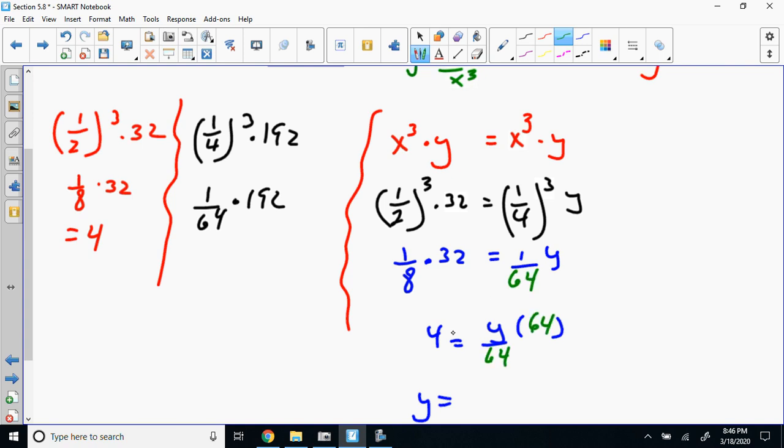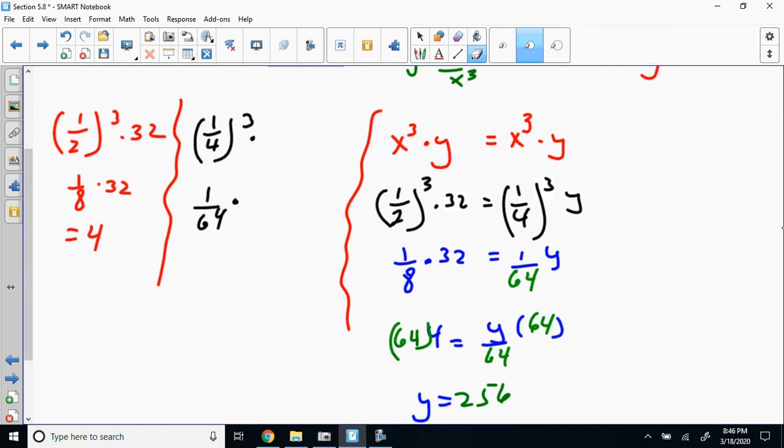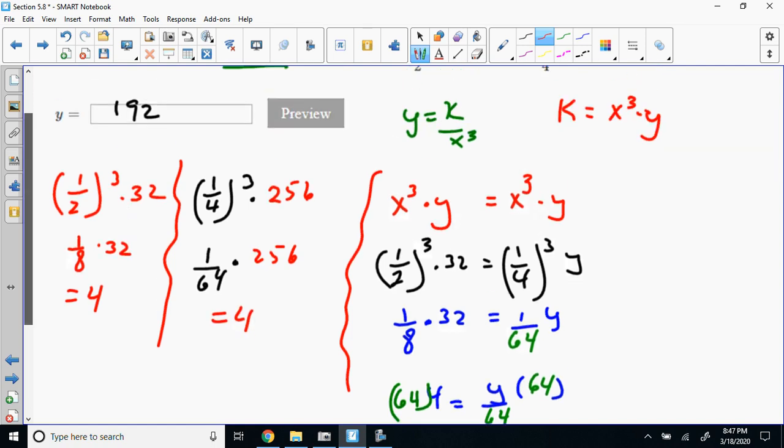So if I multiply everything by 64, so 64 times 4 is 256, right? So let's erase this. Let's make this 256, and 256 divided by 64 is 4. All right, so let's go back up and make sure I corrected that. So 256 is what y has to be, right?